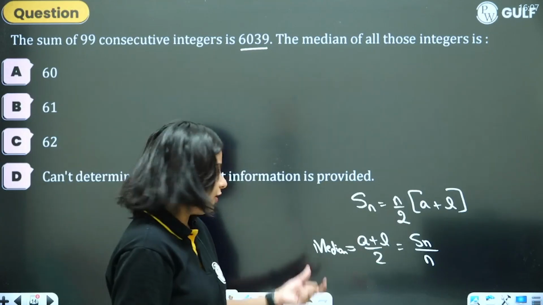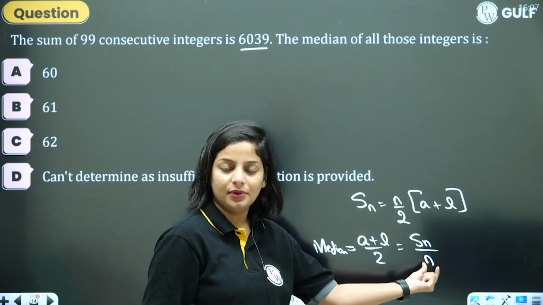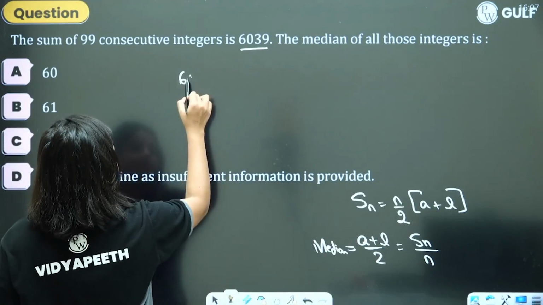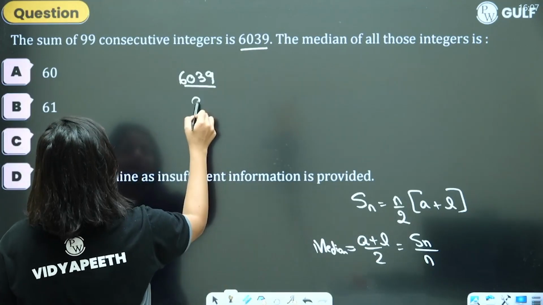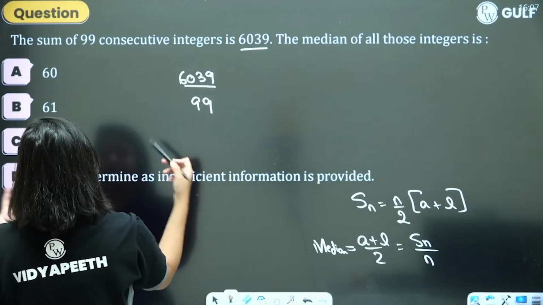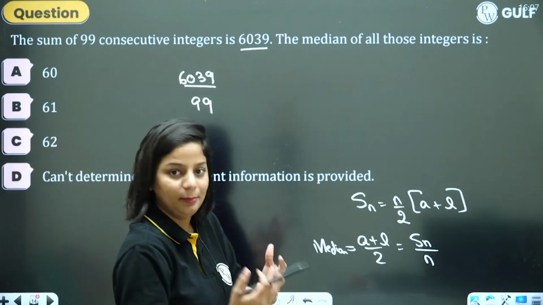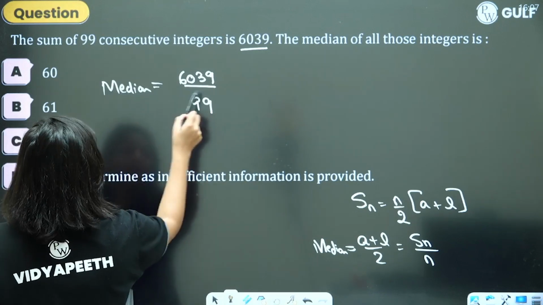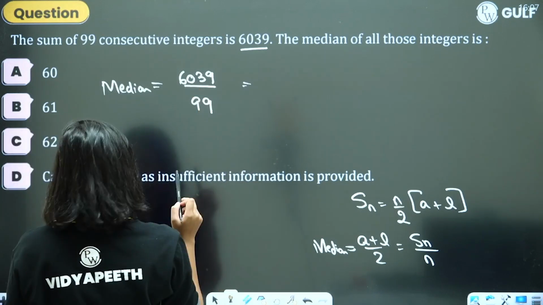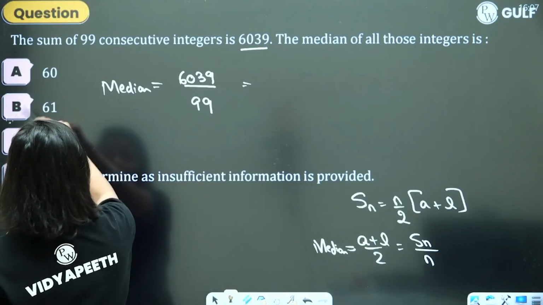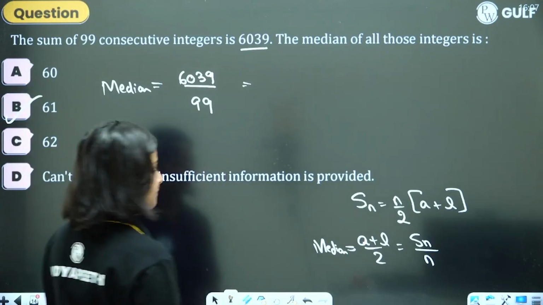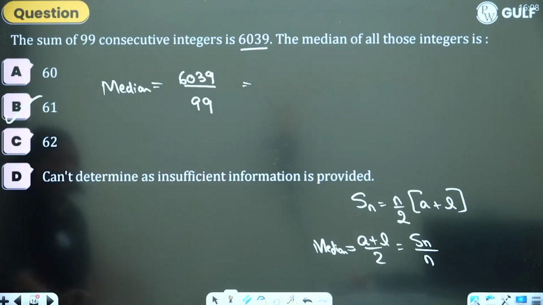So in short, median is sum of numbers divided by number of terms. 6039 divided by 99, and whatever is your answer should be the median. How much will it come, children? Division, and 61, yeah, should be 61. So you simply divide, you'll get 61.